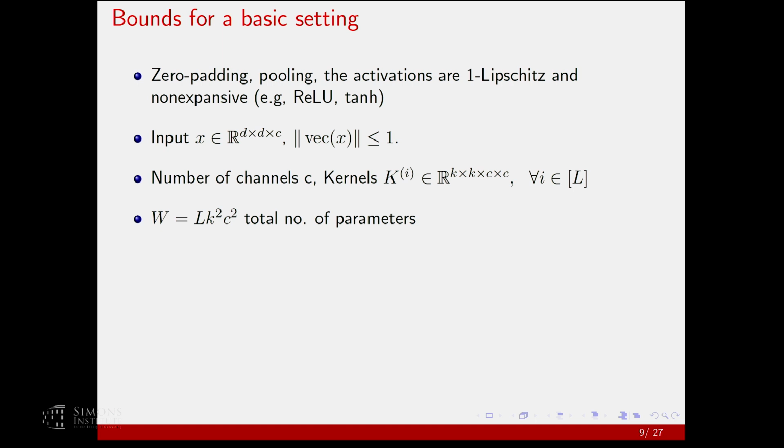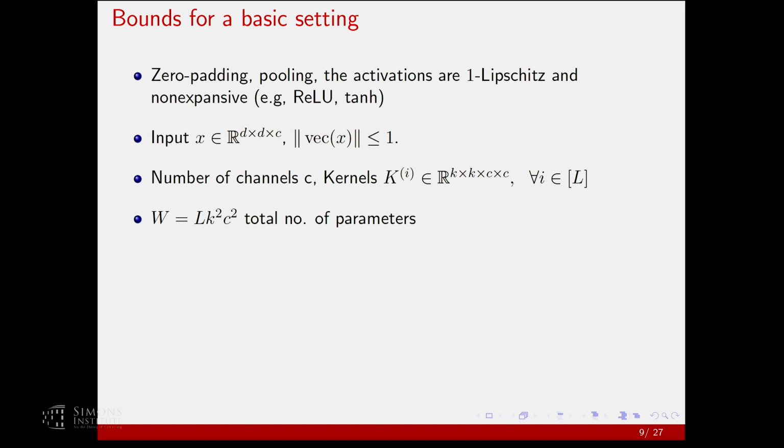Let's say I have an L-layer convolutional network. You have the usual zero padding and pooling. And the activation functions that we have in the network are 1-Lipschitz and non-expansive. For example, we can have ReLU or tanh. You have a tensor input which has C channels. And if you vectorize your input and look at the L2 norm of that, it's bounded by 1. The number of channels throughout the network is C.